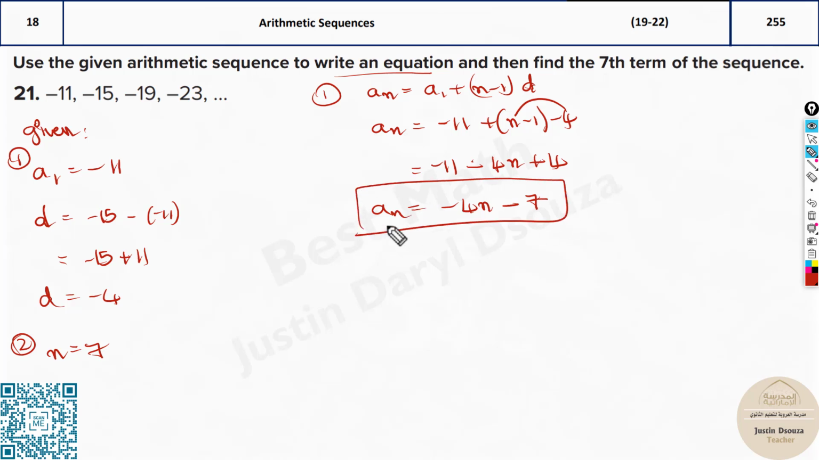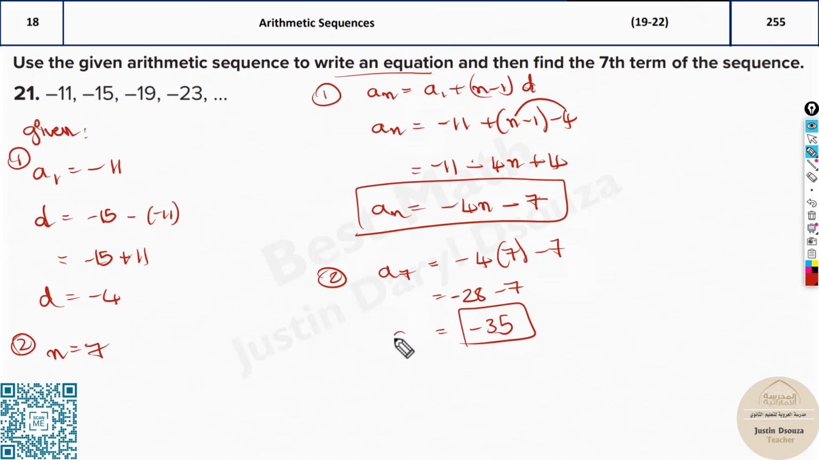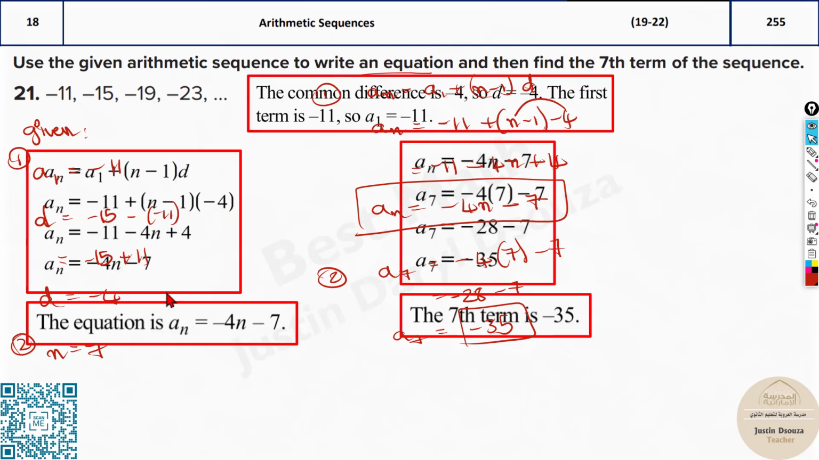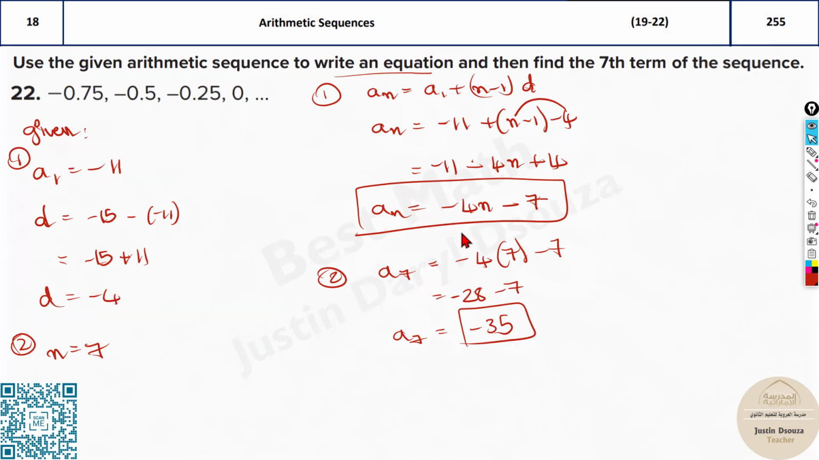That's the first answer. The second one will be a7 equals minus 4 times 7 minus 7. So 7 times 4 is 28, but the negative sign remains, minus 7. So it'll be 7 times 5 is 35. Negative 35 is the final answer. That is the seventh term. So I hope this is all clear now. It's negative 35 and minus 4n minus 7.